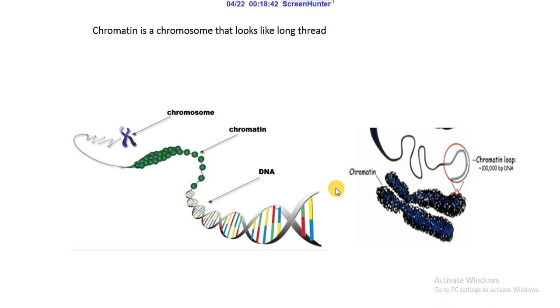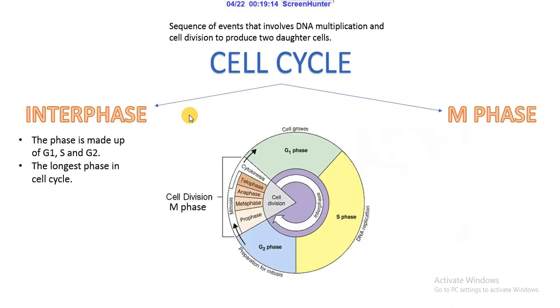Next, chromatin is a chromosome that looks like a long thread. Before we form a chromosome, if you can remember in the subtopic nucleic acid, chromatin is what makes up the chromosome. It forms the chromatin structure from the histone folded with the DNA. This is the structure of the chromatin, a long thread, which when it condenses, will form a chromosome that we can easily see.